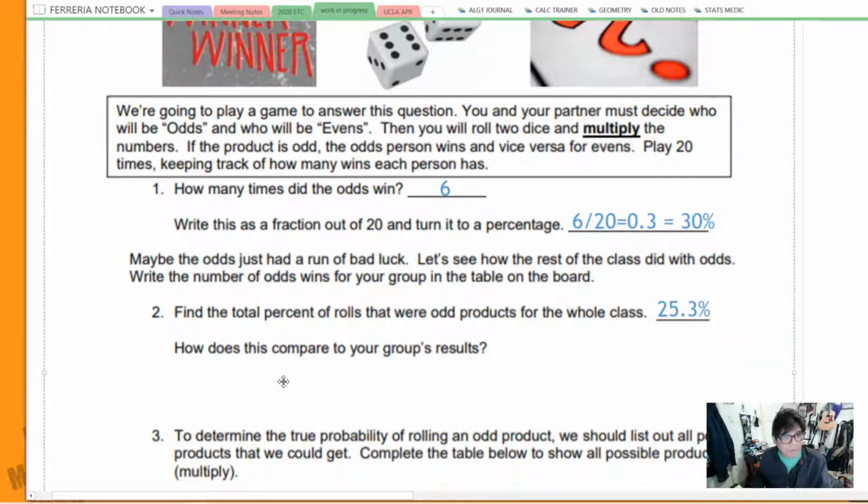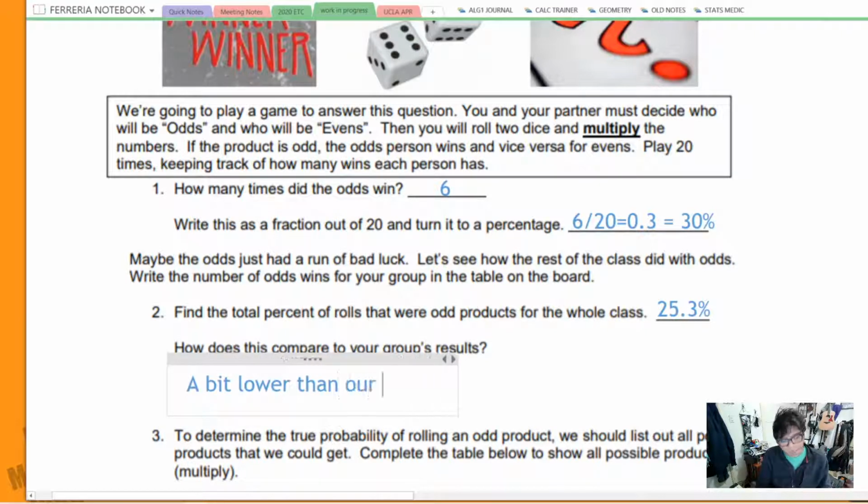So how does this compare with our group's results? Well, this is a bit lower than our group's results. But I think the thing I want to say is it's not really that far off, really, 30 to 25%. So pretty close though.